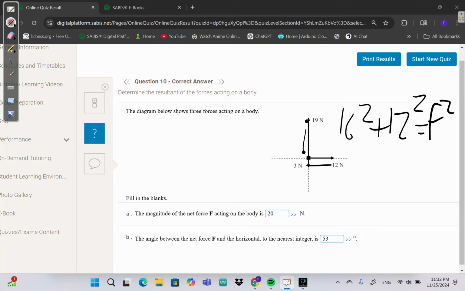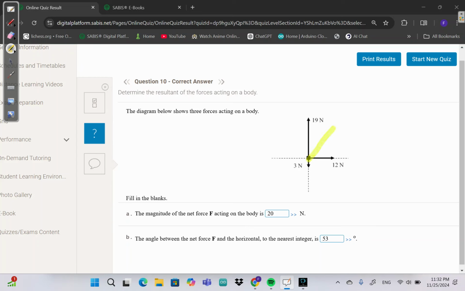And we do it on our calculator. Plus 12 squared. We get that these are 400. We do the radical to get rid of the squared. So our force is 20. Okay, so that's it for part A. Now for part B, we got that this is 20.